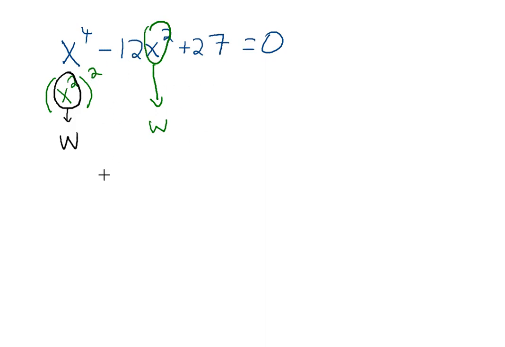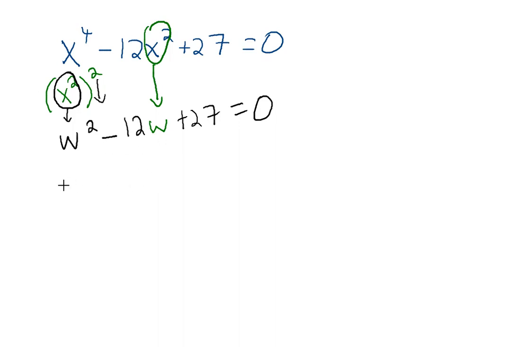So I'll copy everything else down. This power of 2 gets copied down, so I get w squared. We have the minus sign. Let's leave myself a little bit of space for the 12 that has to get copied down, and then the plus 27 and the equals 0. And so once we've made those replacements, we end up with this new equation with this new variable, w squared minus 12w plus 27 equals 0. And this is a quadratic equation now because the highest power of the variable is 2.